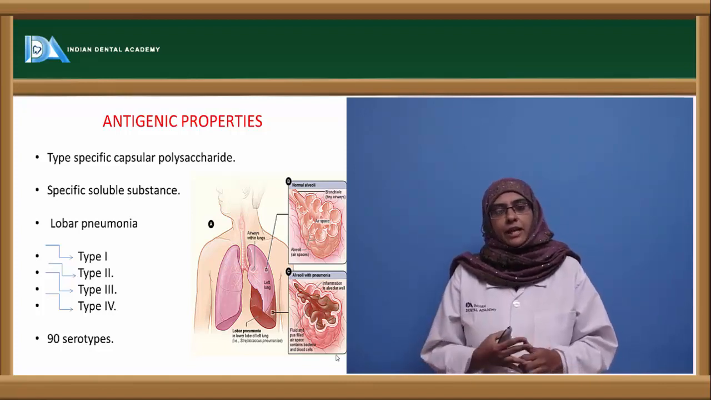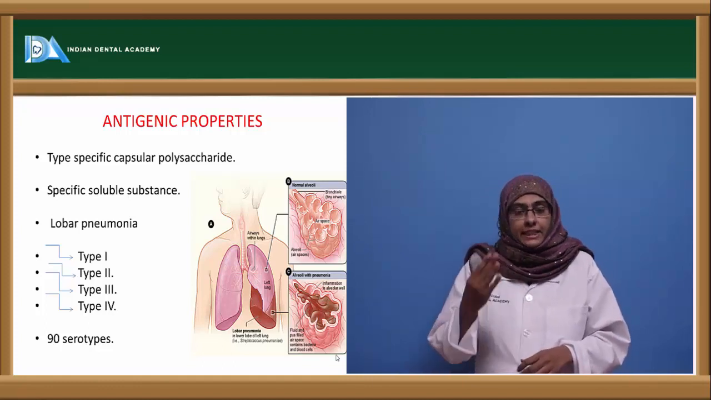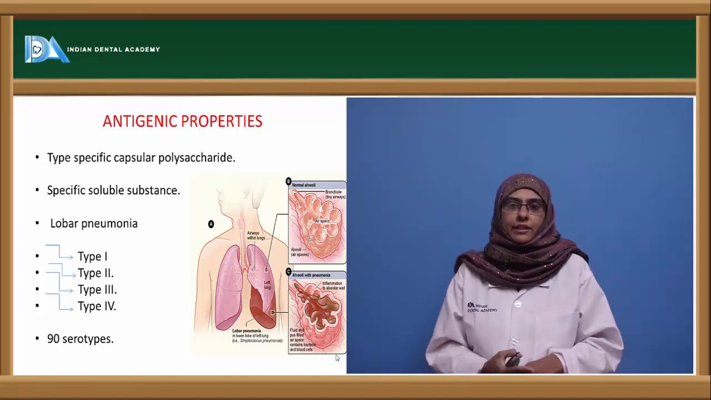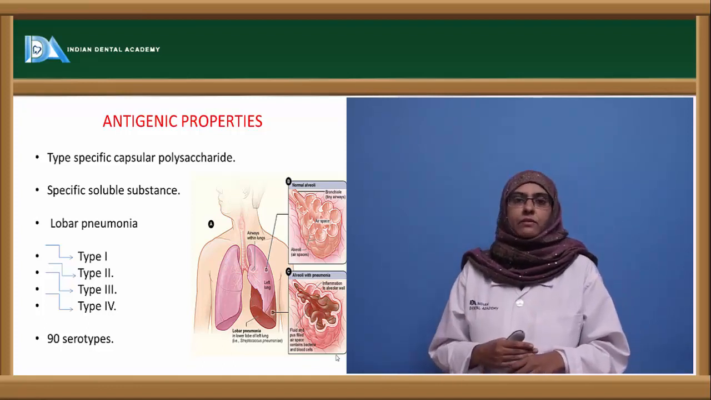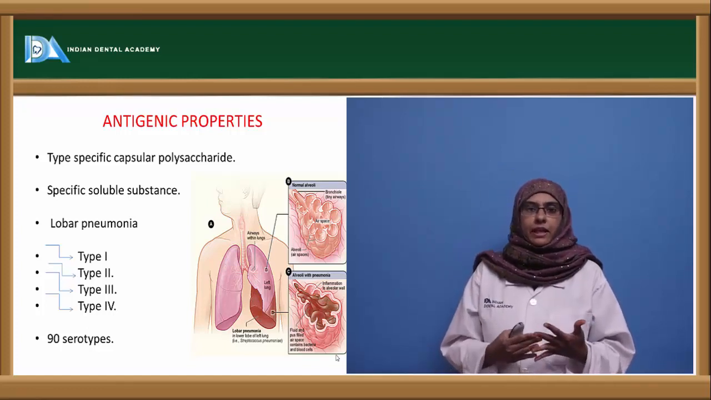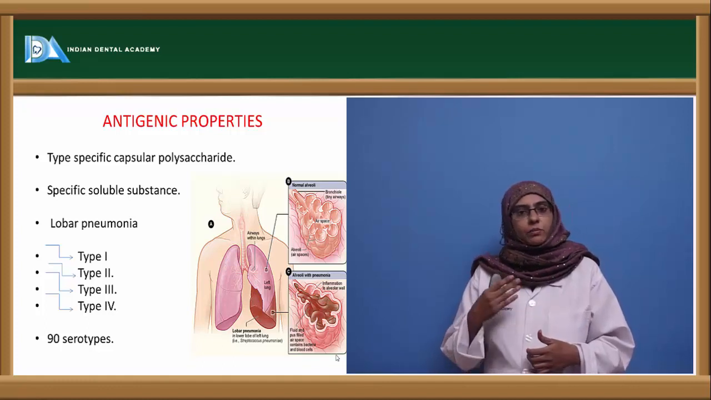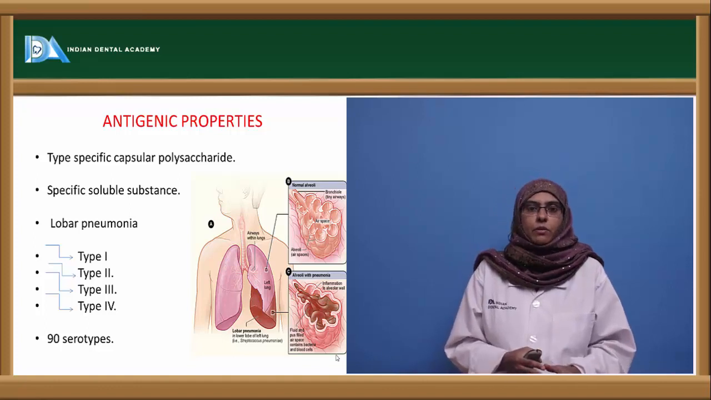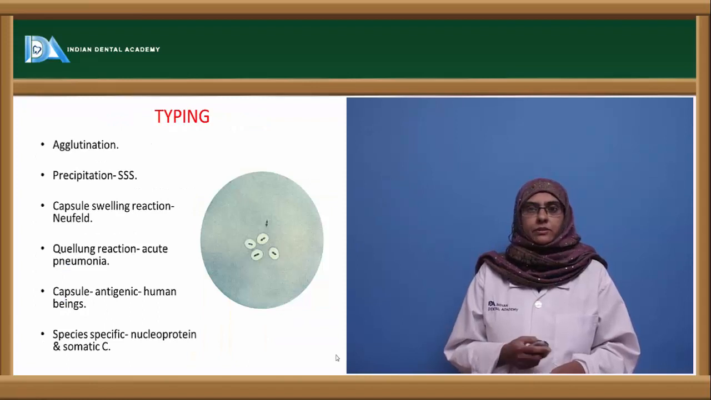Based upon this capsular material, you can classify the organism upon the antigenic nature of the capsule, that is, in which way it is able to cause the infection. In lobar pneumonia, the capsular material that was isolated was typed into four different types: type 1, type 2, type 3 and type 4. Later on, type 4 was again classified into many different serotypes. Nearly 90 serotypes are known for this particular organism that are involved in disease causation.